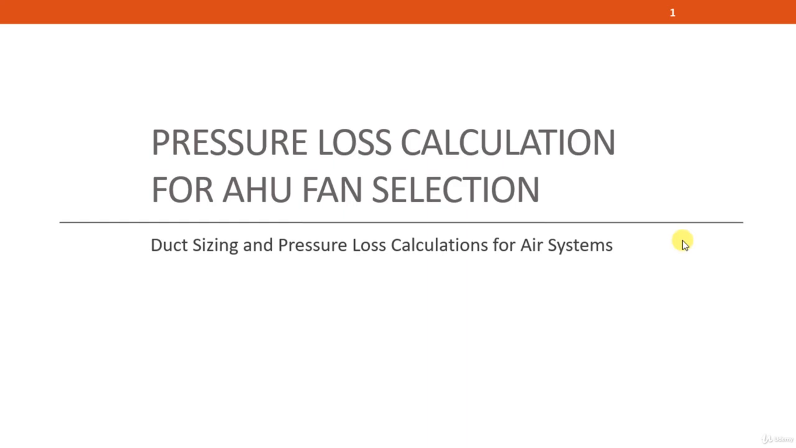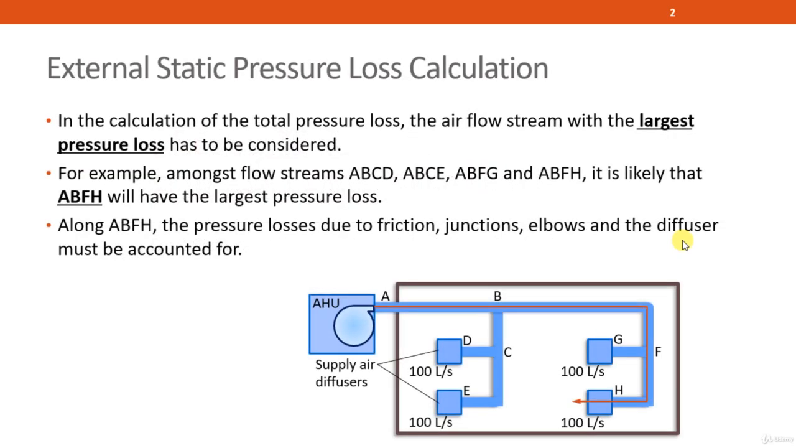In this video, I will demonstrate how to calculate the pressure loss when it comes out from the AHU. When we want to calculate the pressure losses, you have to consider the particular duct section that will contribute to the highest pressure loss. And usually, this is at the longest duct. So what do I mean by longest duct?